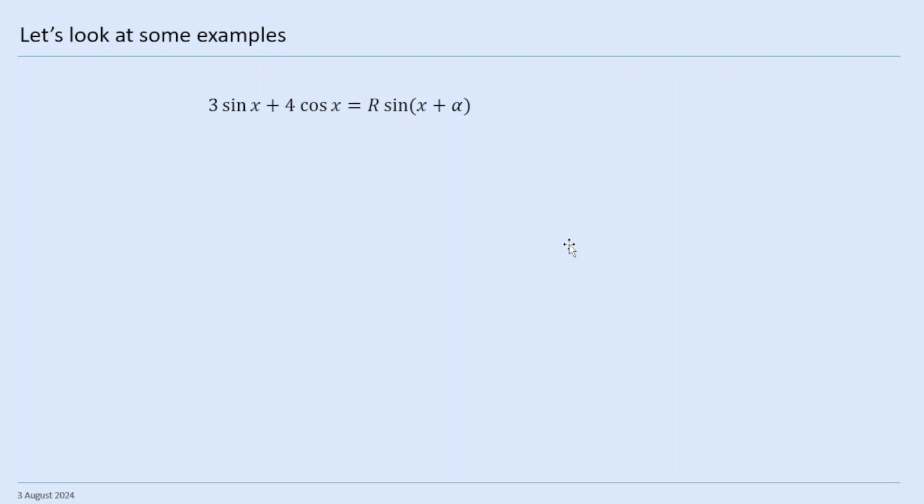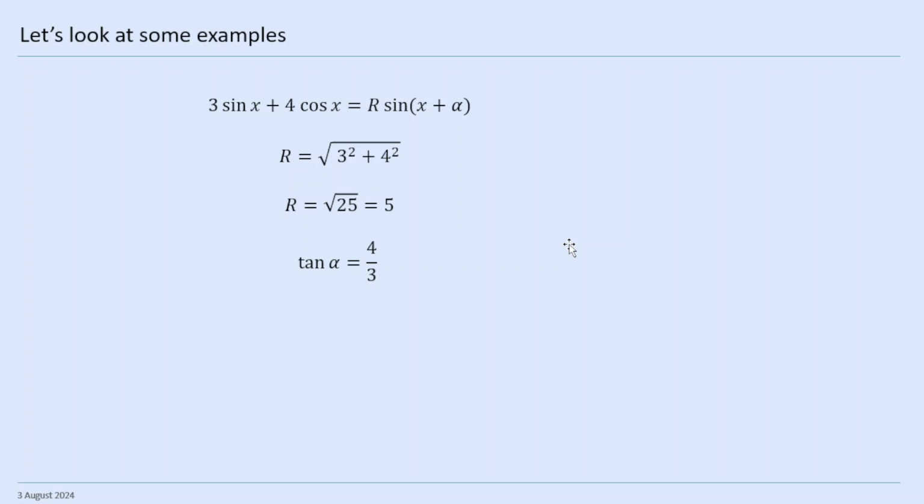Let's look at another slightly more complicated example, 3 sine x plus 4 cos x. So we know that r is square root a squared plus b squared, so it's 3 squared plus 4 squared. Some may recognize that we have a Pythagorean triplet here. We've got a video on that. So r is root 25, which is 5.